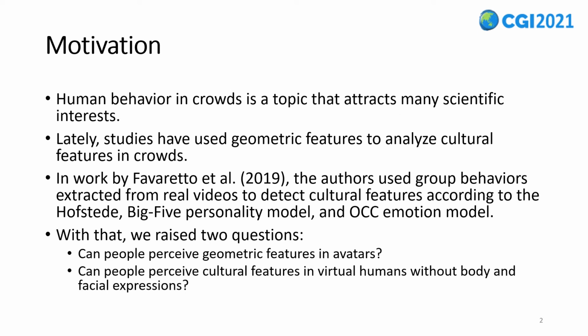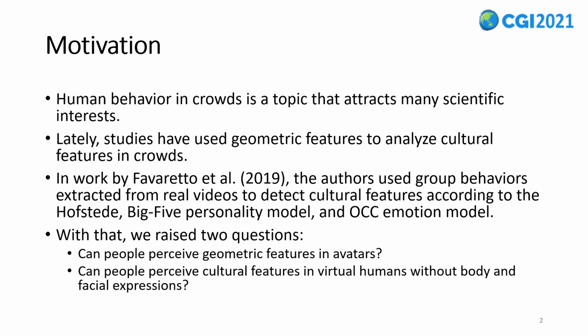Human behavior in crowds is a topic that attracts many scientific interests. In literature, there are works that involve visualization and analysis of cultural features, emotions, personality traits, perception of the impact of a group of characters on crowds, perceptual analysis of cultural features in agents with body expressions, and others. Lately, studies have used geometric features to analyze cultural features in crowds.